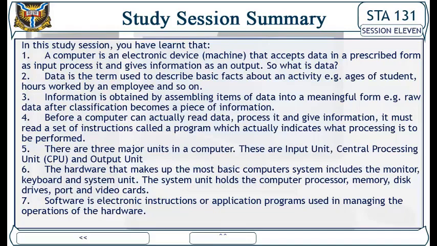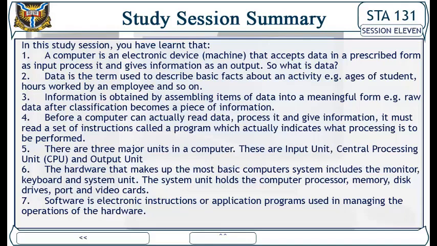2. Data is the term used to describe basic facts about an activity, e.g., ages of students, hours worked by an employee, and so on. 3. Information is obtained by assembling items of data into a meaningful form, e.g., raw data after classification becomes a piece of information. 4. Before a computer can actually read data, process it, and give information, it must read a set of instructions called a program, which actually indicates what processing is to be performed.